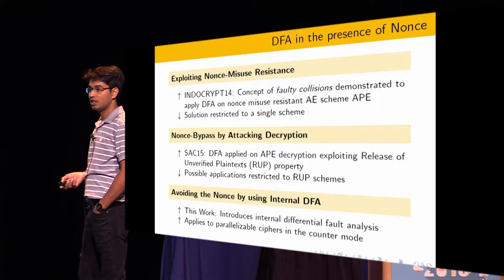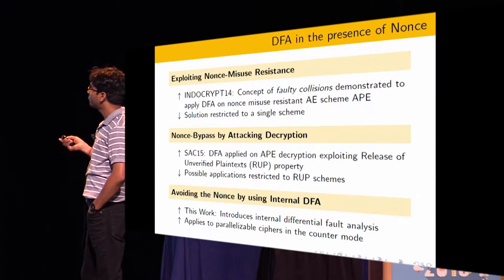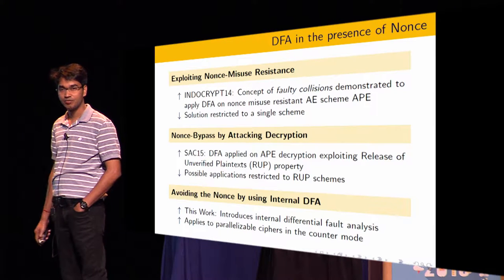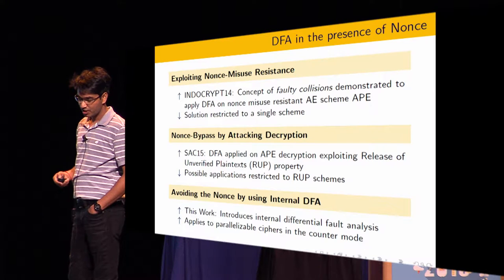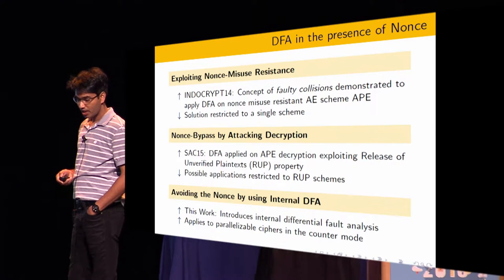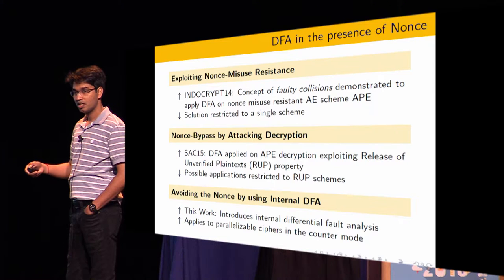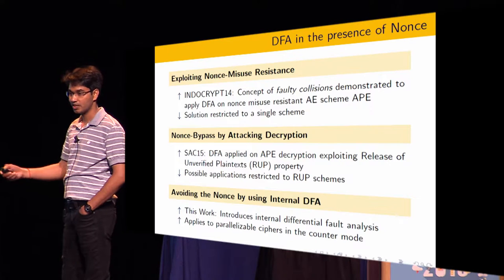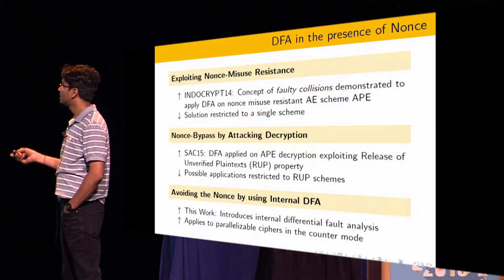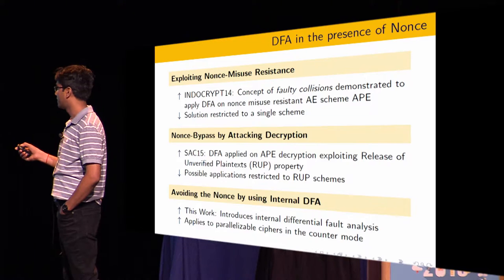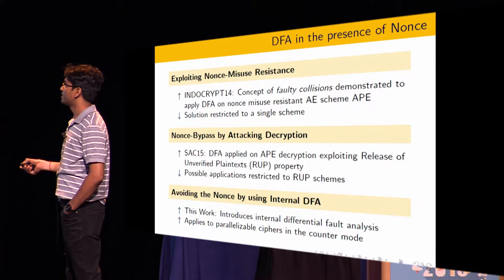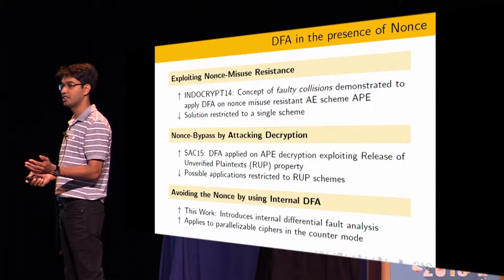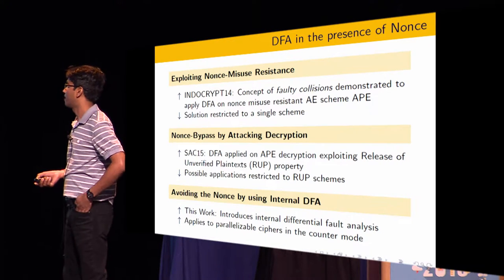So there are some AE, which stands for authenticated encryption, schemes where the inventors defined that you can use the nonce a few times, say for 20 messages or 30 messages, you can use the same nonce. So they tried to exploit that misuse, basically. That means for an executed batch, you are using the same nonce. That means the same fault attack can be applied there.